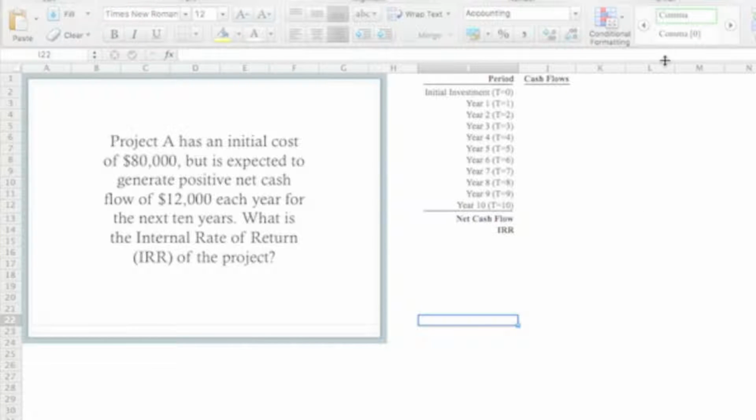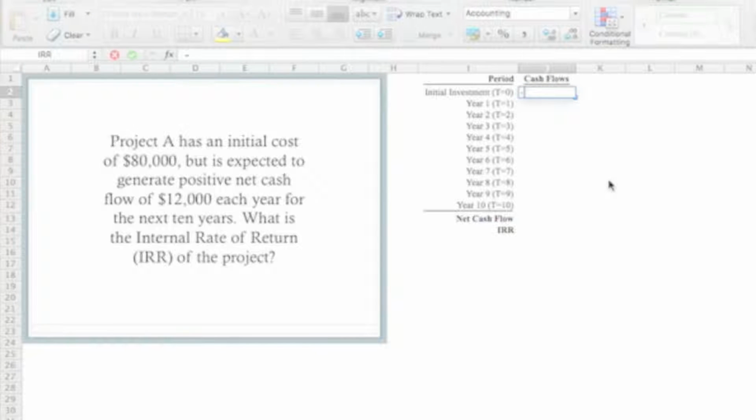This is how I like to set up these problems, with the initial investment and then each subsequent year. So feel free to pause if you'd like to set something like this up, or feel free to just do it as we go along here. But you will need to enter the initial investment first. So let's start with that. We're told that the project has a cost of $80,000.